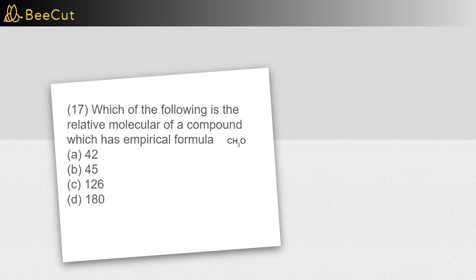Out of the figures from the options, which figure can 30 go into? A, 42, B, 45, C, 126, D, 180. The correct answer is D, which is 180. And when we talk about empirical formula, it is the smallest whole-number ratio of atoms in a compound.